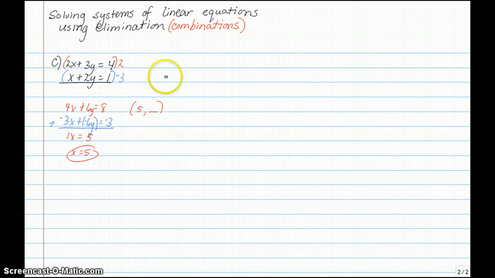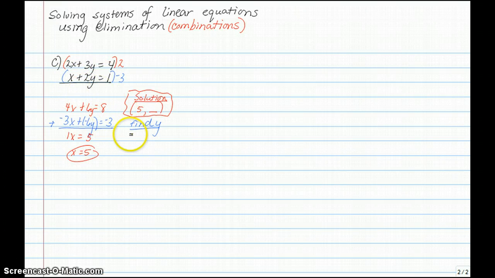You need to find the y, so your solution is going to be 5 something. And we don't know the y, so we're going to find y. You can plug it back into whatever one you wish, and you go back into the original. That's one thing you do need to do. Personally, I think the easiest is to plug it into the second one. So x is 5. There's your x.